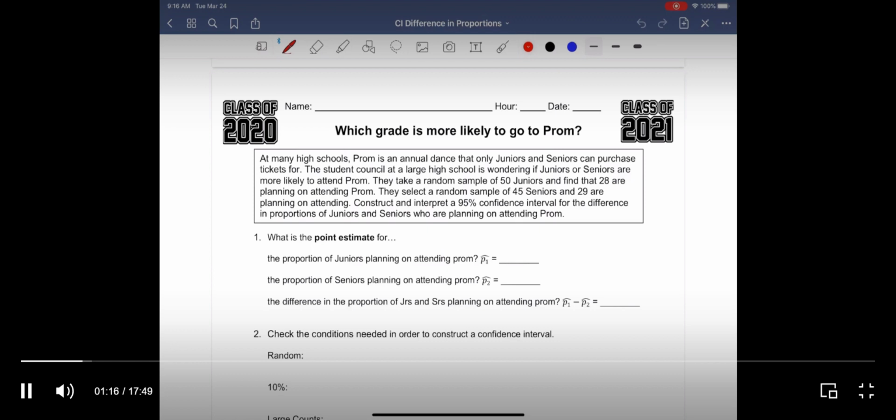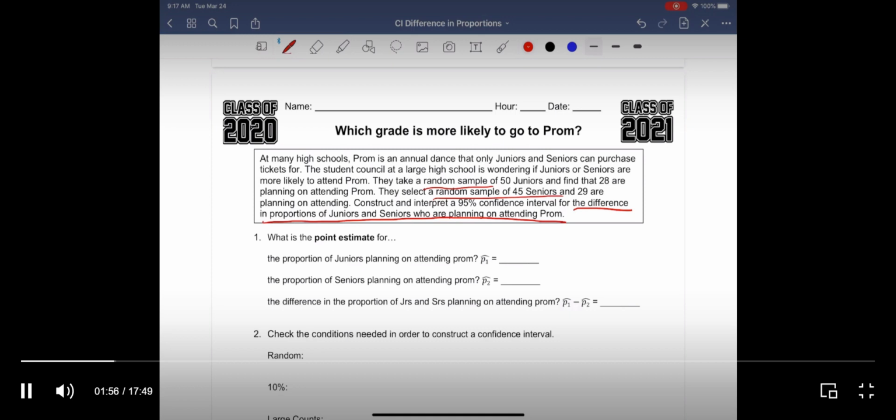We've been asked to construct and interpret a confidence interval for the difference in proportions of juniors and seniors planning on attending prom. So we notice right away that we're looking at finding a confidence interval for a difference. We also can tell this pretty quickly because we have more than one random sample. We have a random sample of juniors and then also a random sample of seniors. So this type of confidence interval is different from what we've done before. Before, when we did a one sample confidence interval for a proportion, we would only have one sample and one proportion. But now here we have two different samples and then also two different proportions.